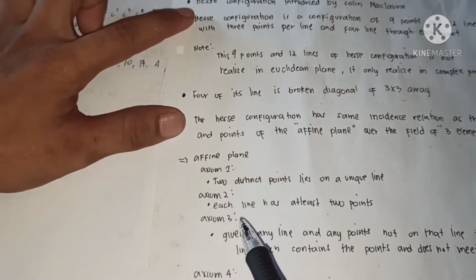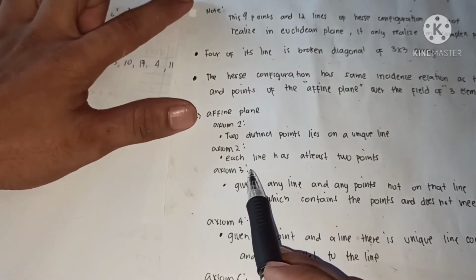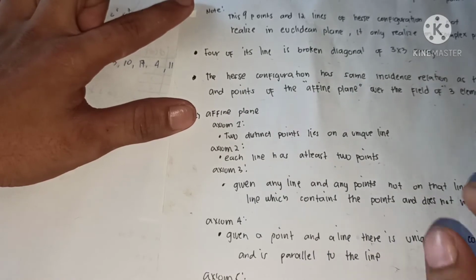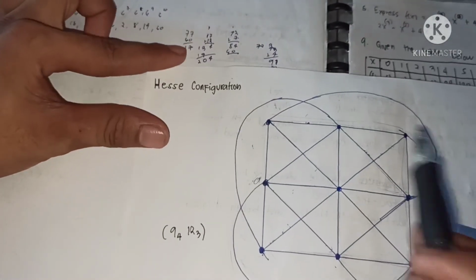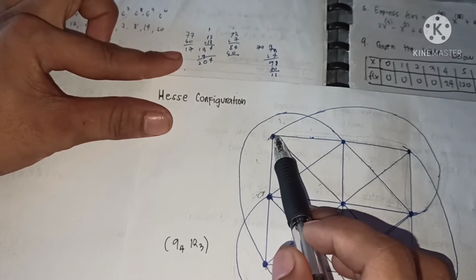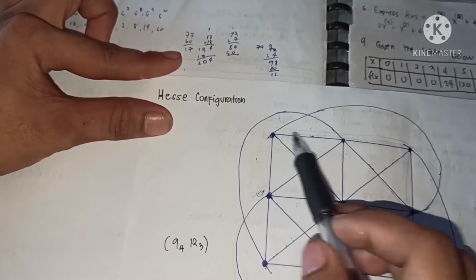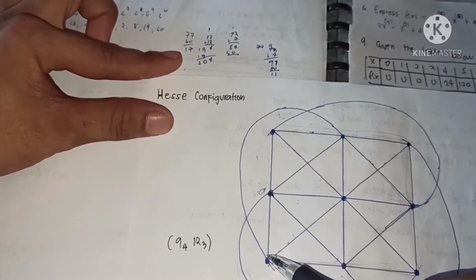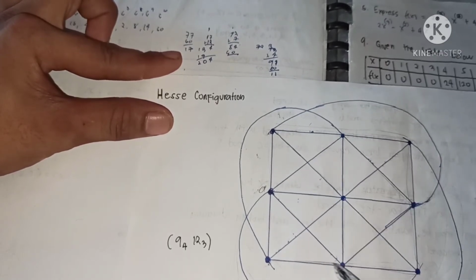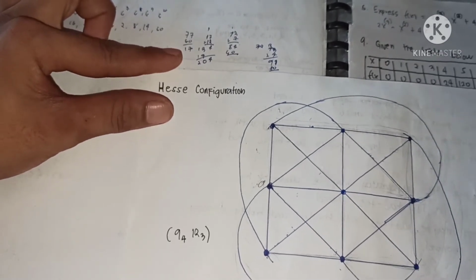Next, axiom 2: each line has at least 2 points. This line has 2 points, at least 2 points. This line has 2 points. This line has 2 points.